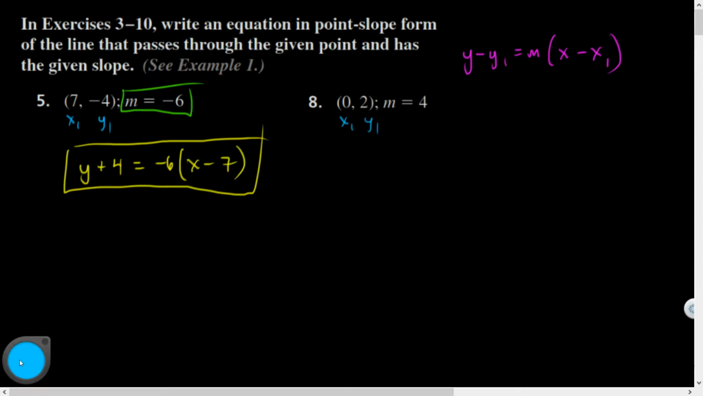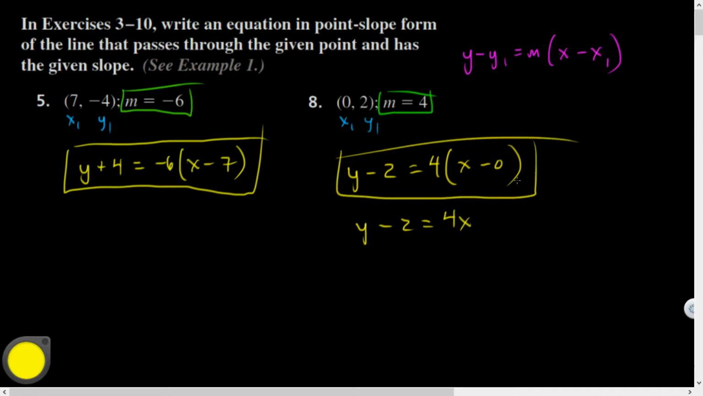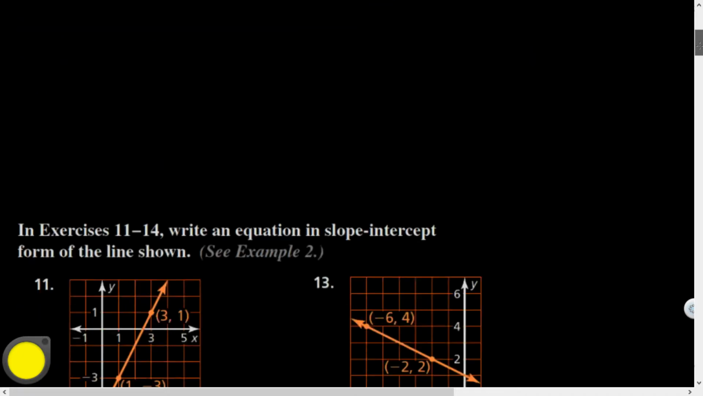Here's a problem that's a little bit intriguing. x1, y1 is my point. Here's my slope. And I will plug it in. And this is what I got. y minus 2 equals, m is 4, parentheses, x minus x1, x minus 0. You could leave it as that if you want, but you also could have rewritten that as just y minus 2 equals 4x, because x minus 0 is just going to be x. So either of those ways are perfectly fine to work with.